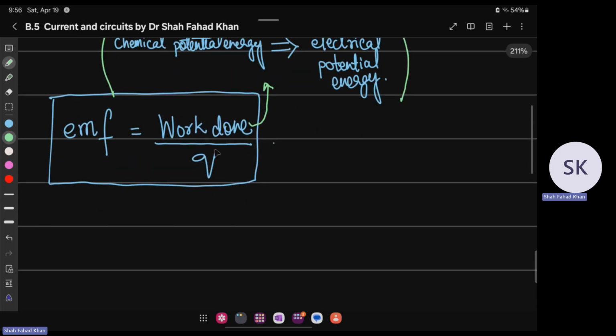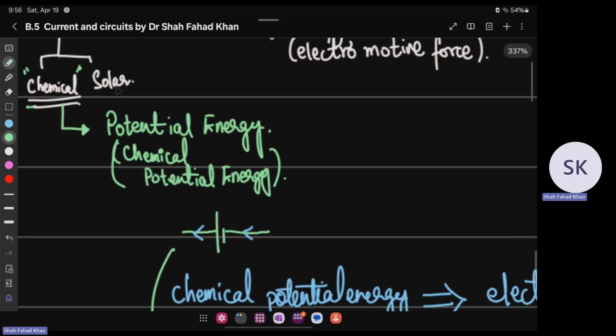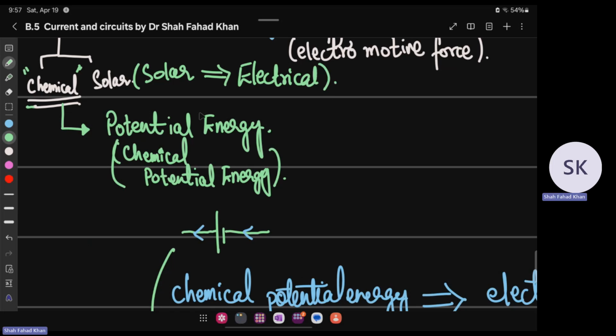This EMF can also be thought of as the energy that the battery provides to the charge, which the charge uses to move around the circuit. The battery or cell is a component of the entire circuit, so it has to provide the charge enough energy to move across the circuit. So this is about chemical cells. In solar cells, solar energy is converted to electrical energy.